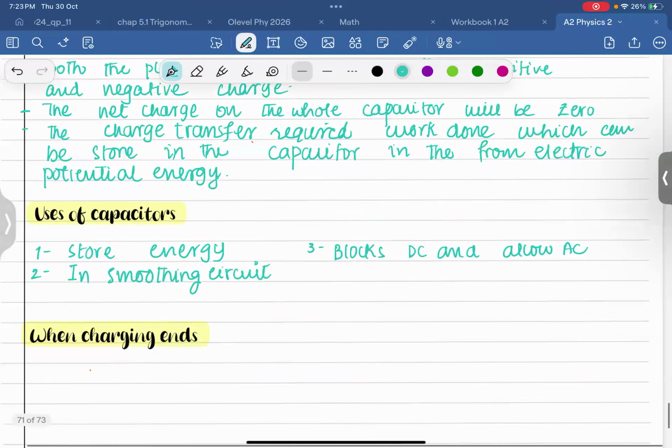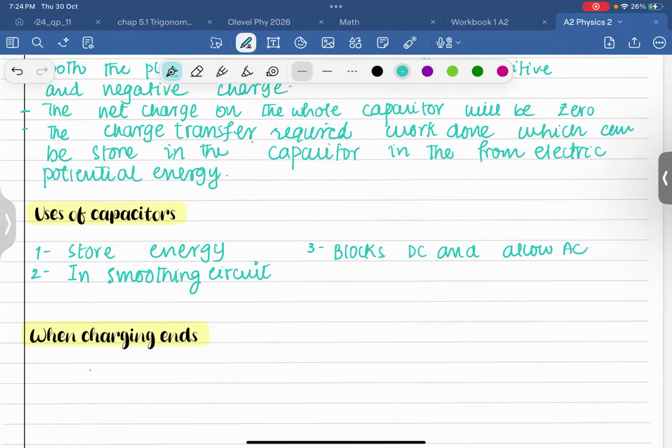AC is basically the current that oscillates about a point. Since it just oscillates back and forth, back and forth every time, it can flow or oscillate in that circuit as well for a period of time, right?